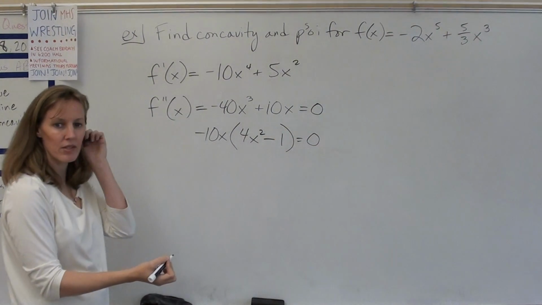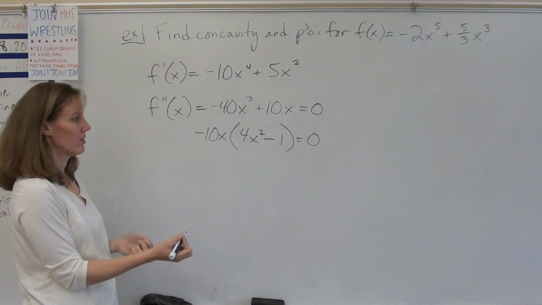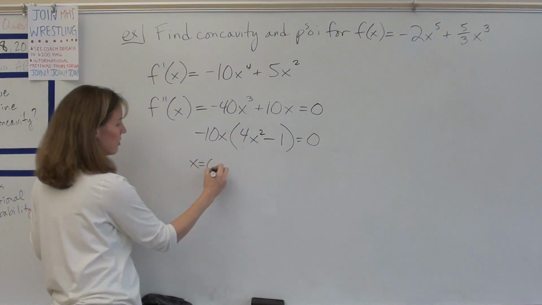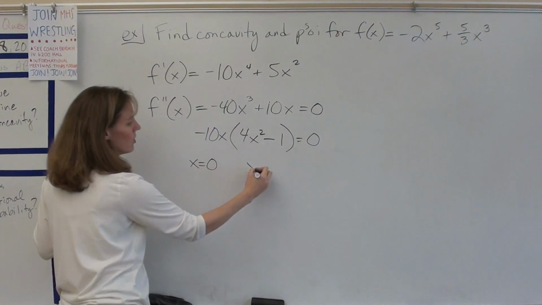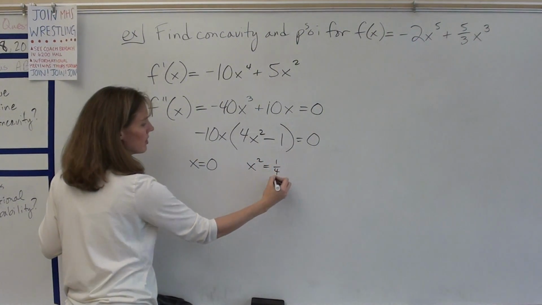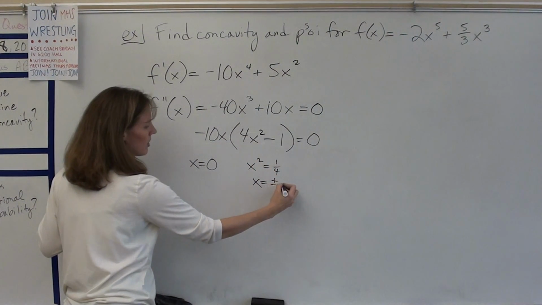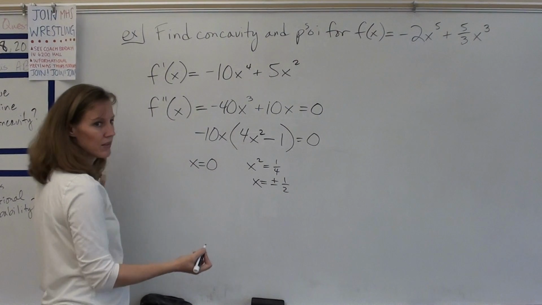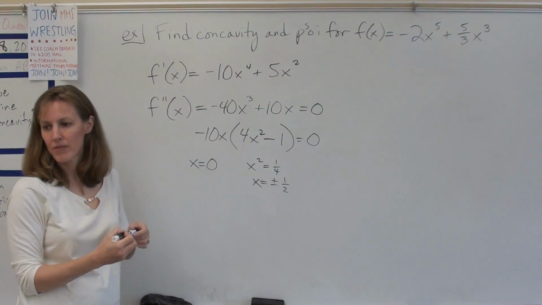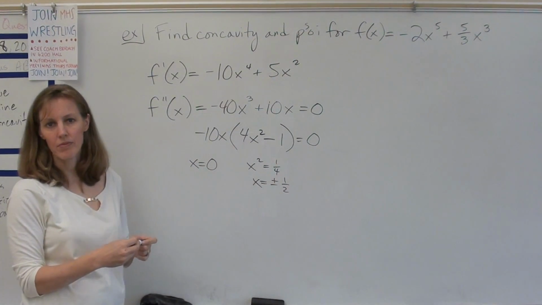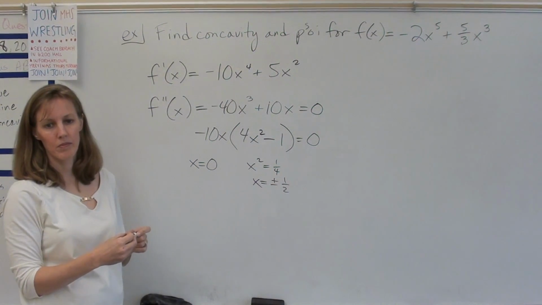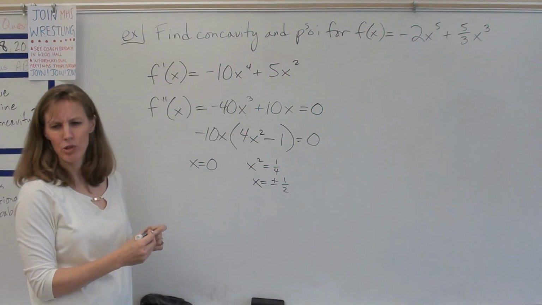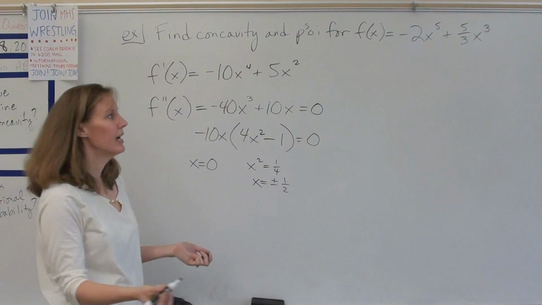Watch those negatives. So 0 is one of the x values, x is equal to 0. And here, we get x squared is equal to 1/4, so x is plus or minus a half. What do we do next? Sign line.